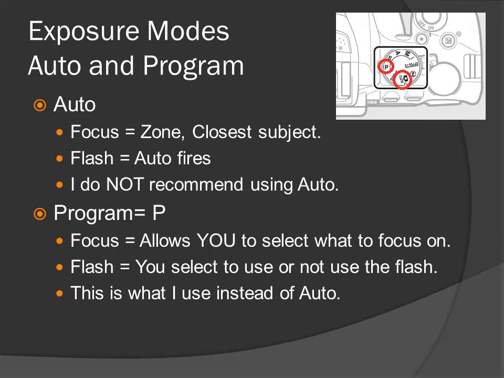Exposure modes: Auto and Program. As shown in the picture on the top right, with Auto, focus is zone closest subject, just like in the Scene mode. Flash, auto fires. Whether you want it or not, the camera controls the flash. I do not recommend using Auto.